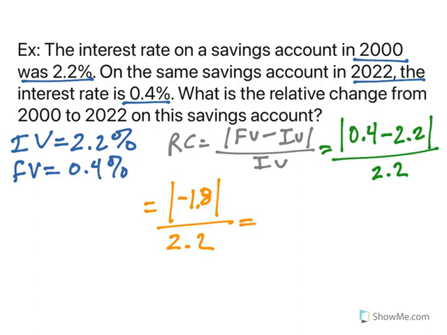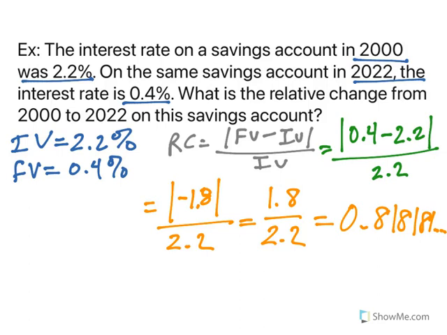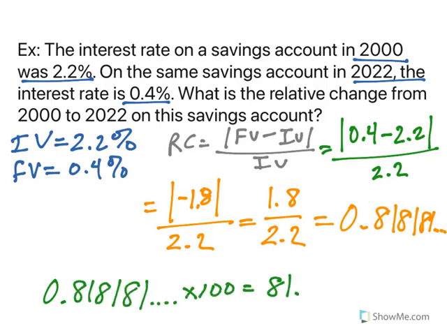Now the absolute value just makes it positive, right? Absolute value is distance. So if we do this and divide to change this to a decimal, we will get 0.818181. It goes on and on and on. The 81 is repeating. But again, we talk about changing this to a percent. So if I would take my relative change and multiply by 100, that gives me 81.818181, on and on and on and on, percent.